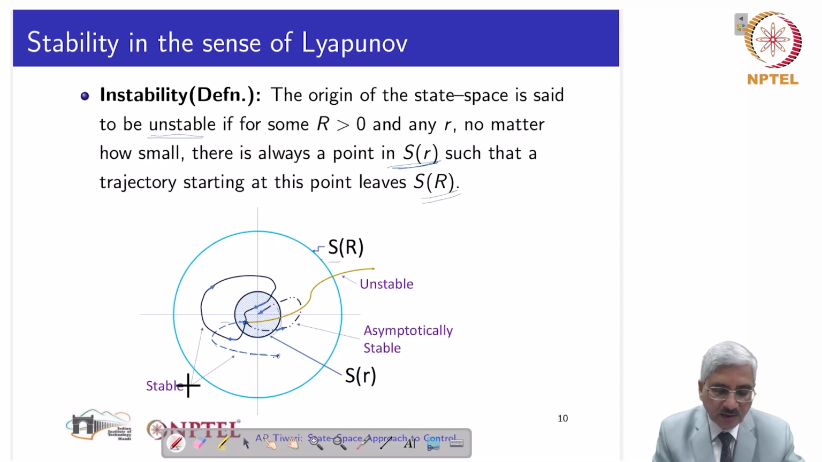So this is a stable trajectory. Why? Because the solution started in S(r). It started within this one, and it did not go outside S(R). So it is a stable trajectory.